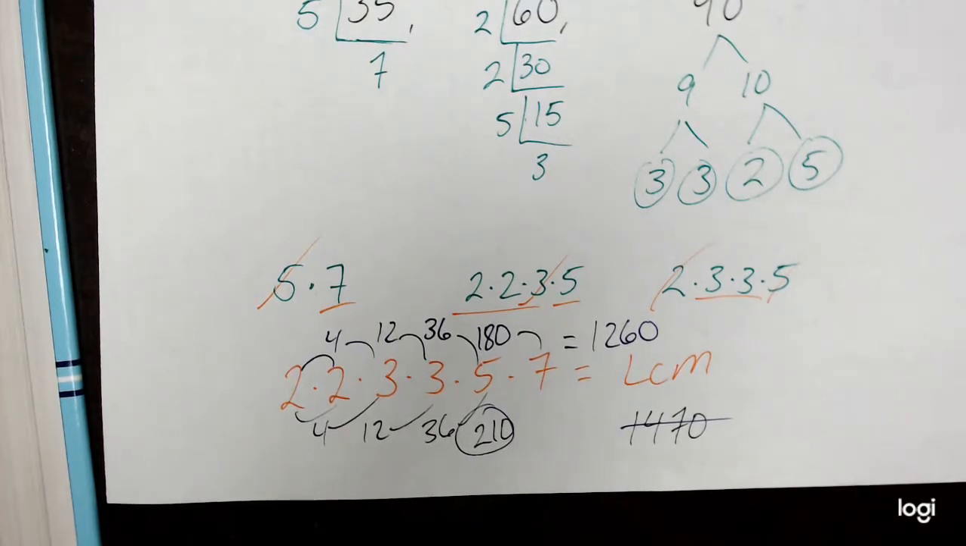Oh well. We've got the right answer, and the method works as long as you multiply correctly, and that's how we find least common multiple.